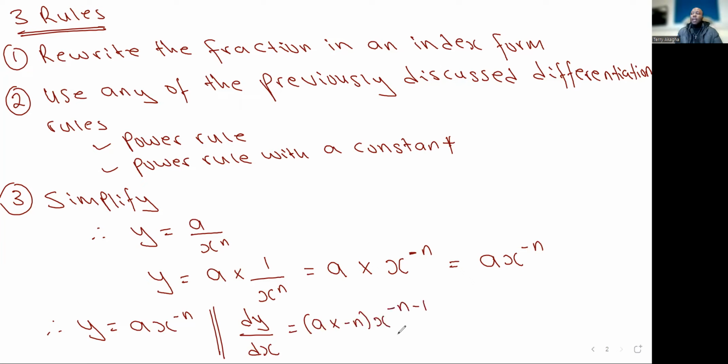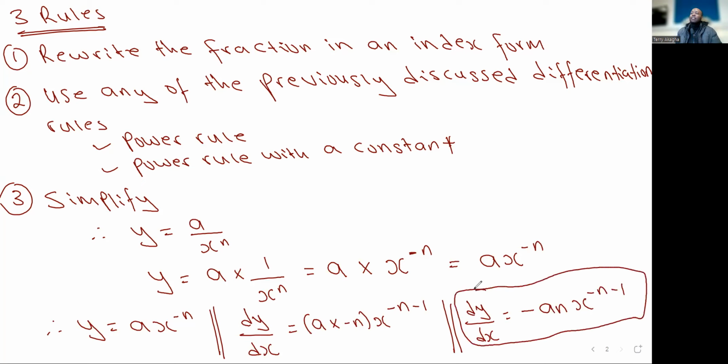Are you seeing it? And this is going to give you dy over dx will now be minus an x to the minus n minus 1. Can you see? So that's how you differentiate that. So you basically rewrite it in an index form, which we've done. After that, we now use the power rule with a constant to get that as well. So you have to ensure that you review previous videos before you go to the next one.